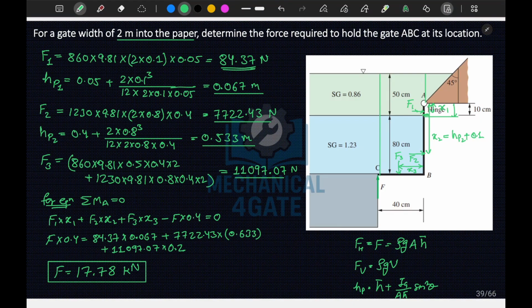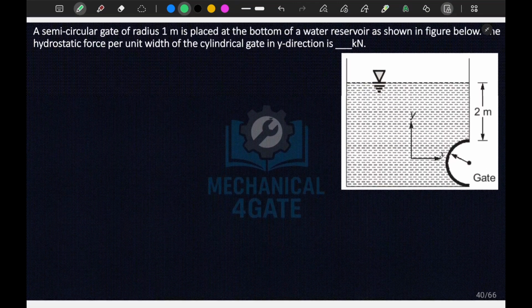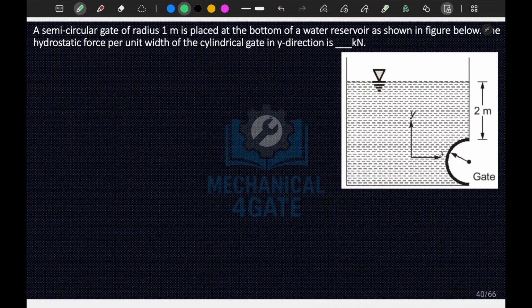Now let's move to the next question. In this question, a semicircular gate of radius 1 meter is placed at the bottom of the water reservoir as shown in the figure below. Find the hydrostatic force per unit width of the cylindrical gate in the y direction. So we have to basically find the vertical load on the cylindrical gate. In this figure we can see that the pressure will be acting in the downward direction up to this point, and after this point the pressure will be in the upward direction.